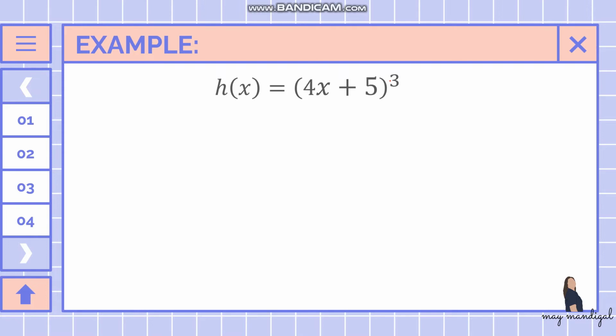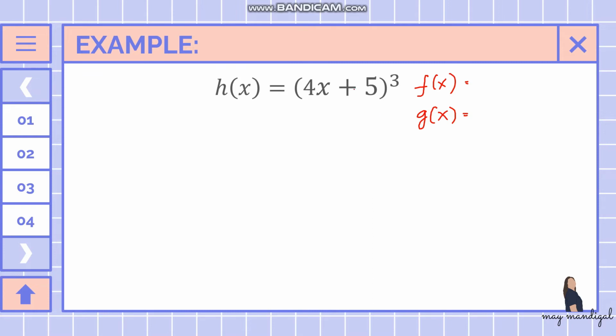And if we try to separate the two, let's say we have here f of x and we have g of x. Since this is a composite function, we can try to separate the two functions so that we can identify which one is the inner function and which one is the outer function.